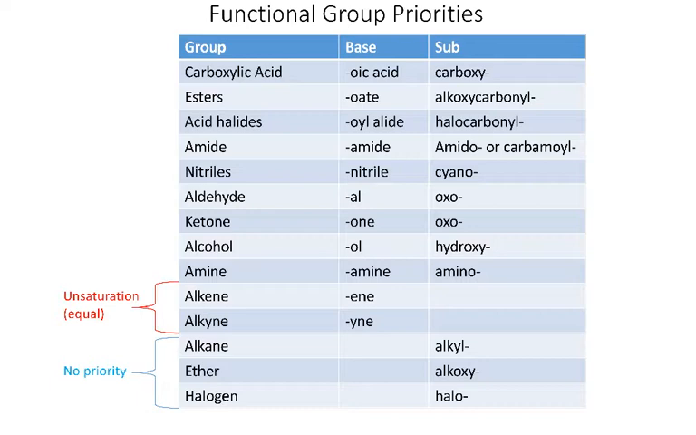Some of these other compounds that we haven't talked about yet, we're actually going to get to in this chapter. So later in this chapter, we'll talk about esters, acid halides, amides, and nitriles.